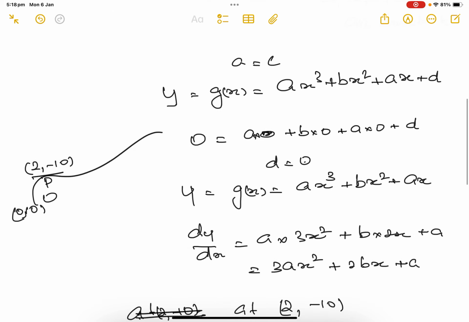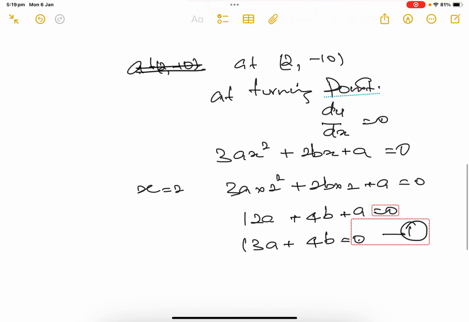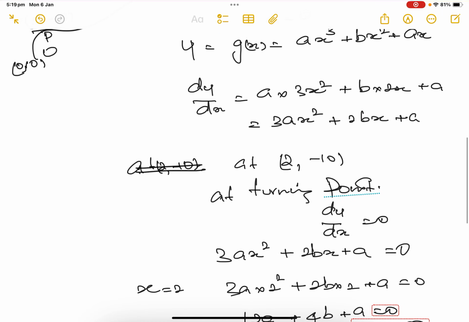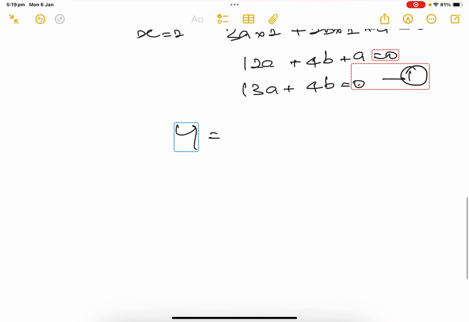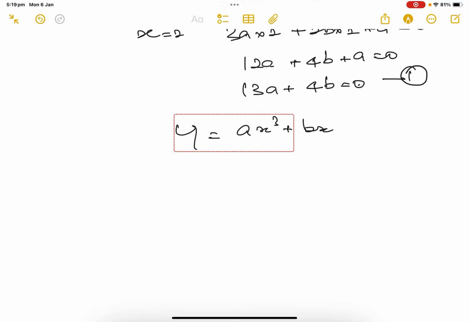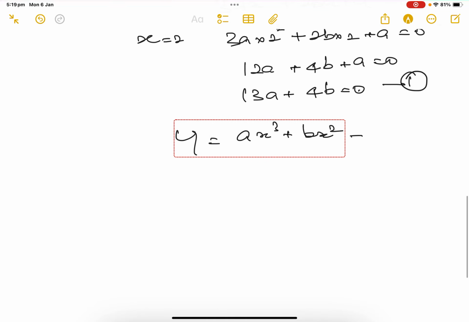Has a stationary point. At the same time, the stationary point 2, minus 10 is on the curve as well. Therefore, the coordinates 2 and minus 10 will satisfy the curve equation. So y equals ax cubed plus bx squared plus ax. So 2, minus 10 will satisfy because this point is on the curve.